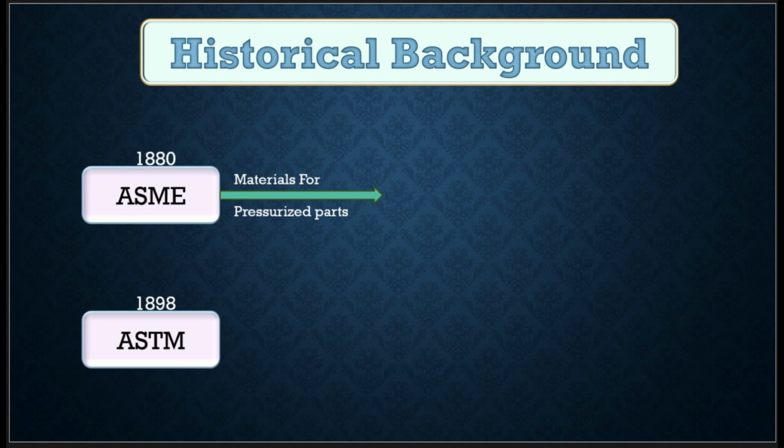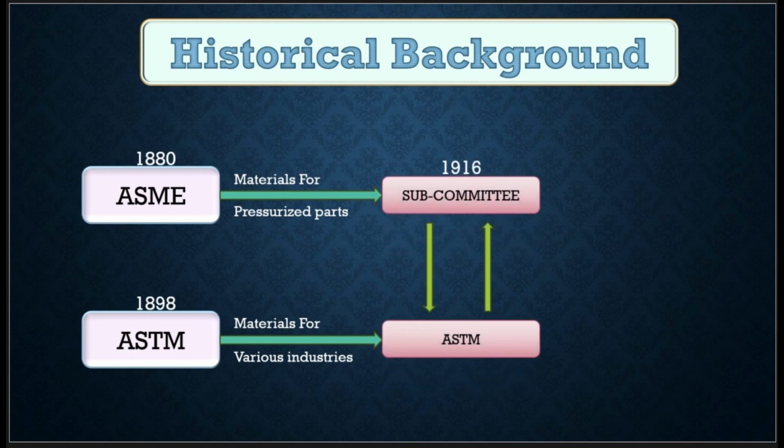So apart from this, in 1898, ASTM was founded to test and find materials which are suitable for various industrial applications, including construction, textile, and rubber. Initially, both organizations were working independently and developing materials that were sometimes duplicated. However, as they started working more and more on materials related to pressure vessels, they realized that they were wasting resources and duplicating efforts. This led to collaboration between the two organizations. They decided to share information and collaborate to avoid duplication of efforts and save resources.